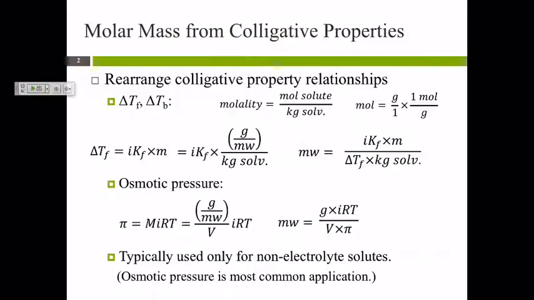So keep in mind that osmotic pressure is actually used in a lot of biological labs. There's a thing called a nanodrop that actually uses this in order to determine what the molar mass of your protein is and what the concentration of it is. We usually don't use osmotic pressure for non-electrolytes. What's an electrolyte?